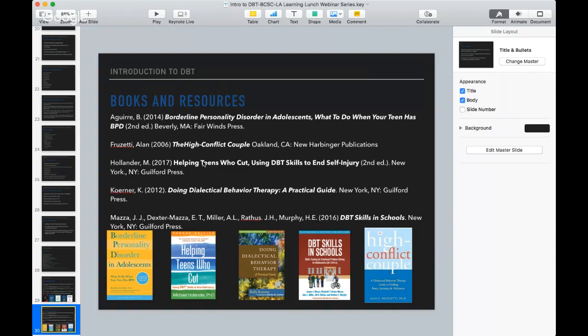I like that text. And then this is the DBT in Schools manual that I referred to, the DBT STEPS-A curriculum developed by Doctors Mazza and Dexter-Mazza as a school-based curriculum for teachers and students in schools.